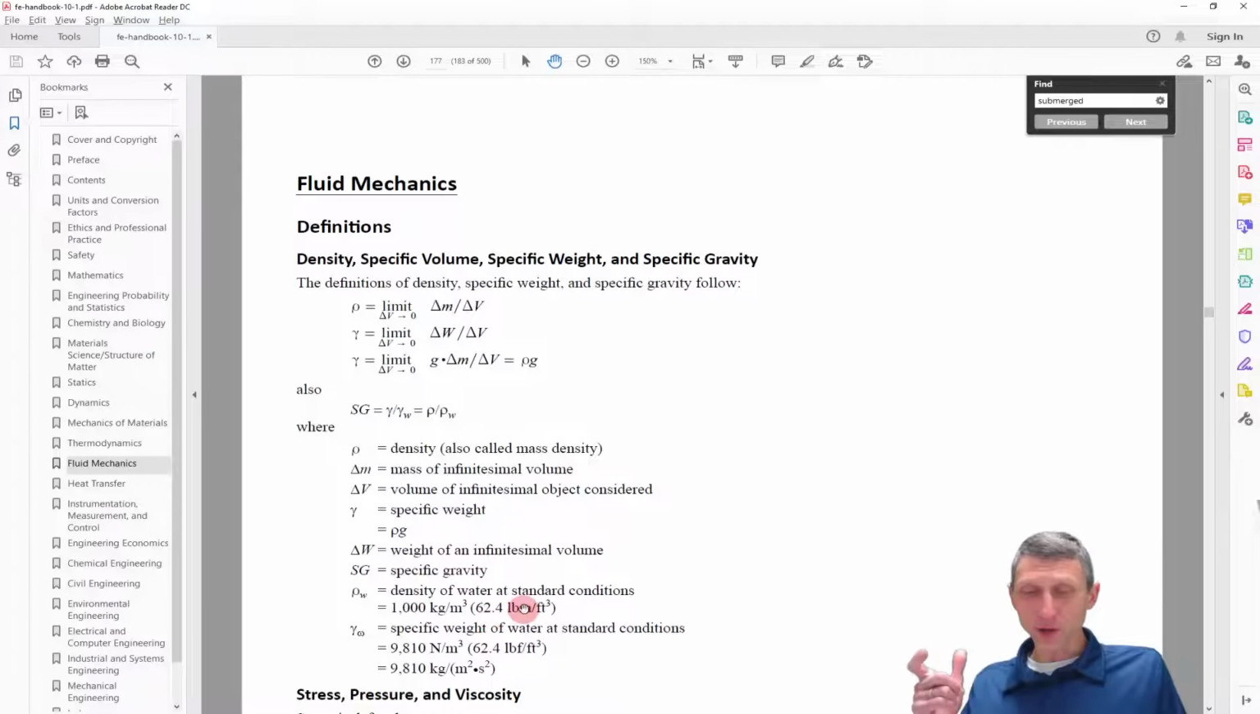Typically, we're not talking about rho in terms of pounds of mass, we're only talking about gamma for English units. So 62.4 pounds per cubic foot. That's right at the start of the fluid mechanics section.